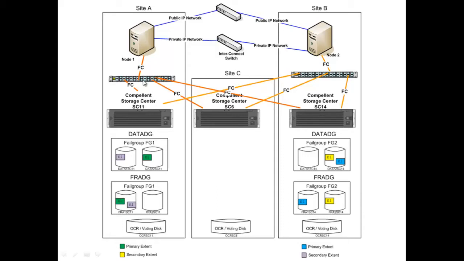The fabric is modified in such a way that both nodes can not only see its local disk, but the disks of the remote nodes. So, node 1 can not only see its local disk in Storage Center 11, but it can also see the remote disk in Storage Center 14, which is assigned to node 2 at site B. And node 2 can not only see its local disk in Storage Center 14, but it too can see the remote disk on Storage Center 11, which is assigned to node 1 at site A.